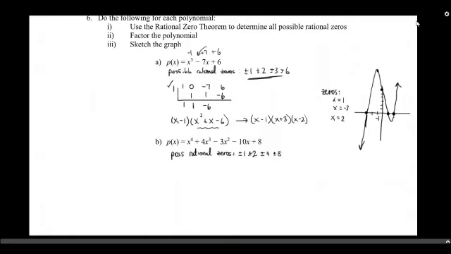Now I got pretty lucky with 1 last time, so I'm going to try that one again. So 1, it looks like this one has no missing terms, so I don't need a 0 in there. So 1, 4, negative 3, 10, and positive 8. Let's see what we get. Wow. So x equals 1 turned out to work. I like that. So that means x minus 1 is a factor.